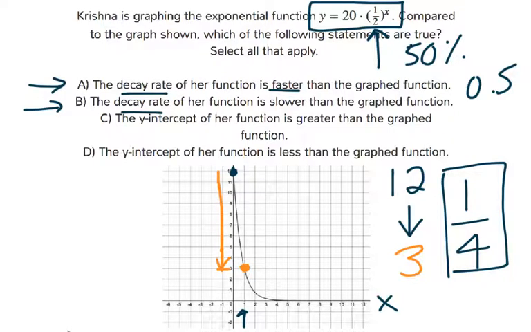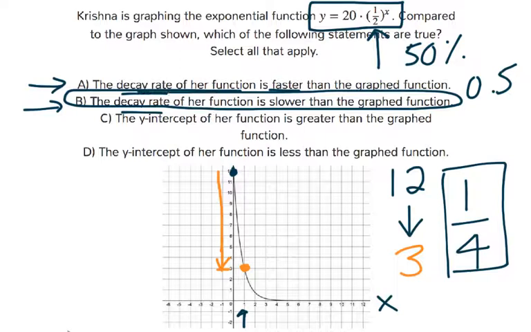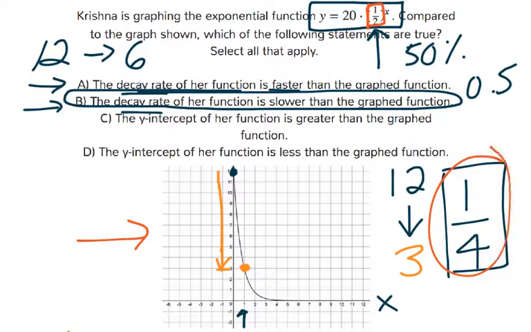So which one decays faster? Well, actually, the decay rate of her function is slower than the graph. Because in her function, if it's decaying by 1/2, it would be going from 12 to 6, right? It's going down by half every time. 12 to 6 would be her function's 1/2 decay rate, but ours in the graph looks like 1/4. So we have A as the wrong answer here, and B as the correct answer.